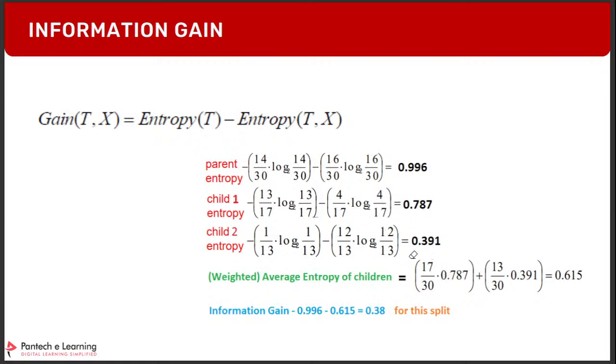How did I get this 17? From 13 and 4. And this 30 is nothing but 17 plus 13, the total count of the children. Likewise here, 1 plus 12 is 13, divided by 30, with 0.391. This is the weighted average of the entropy of the children. When you subtract this, you get the information gain of the split.